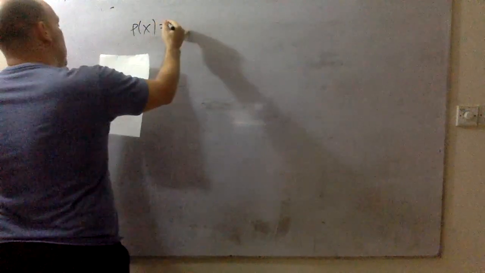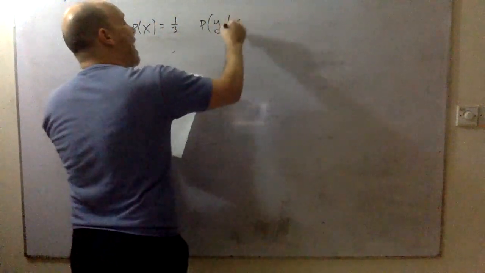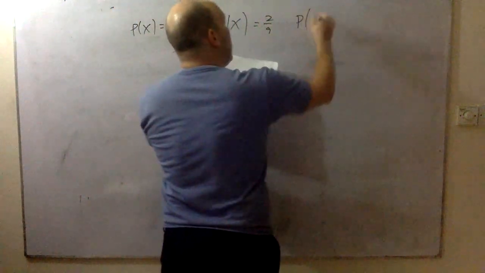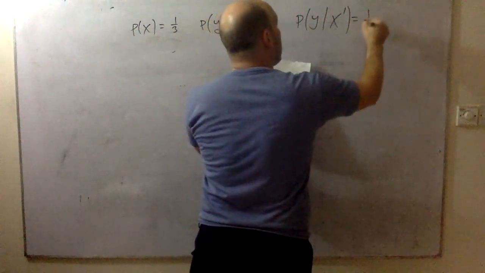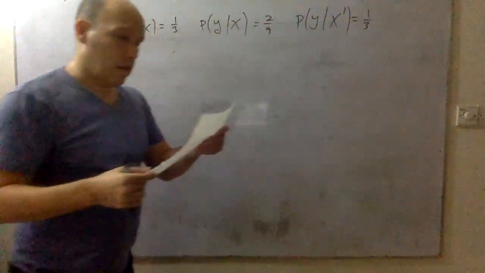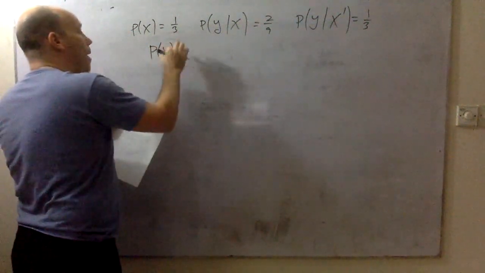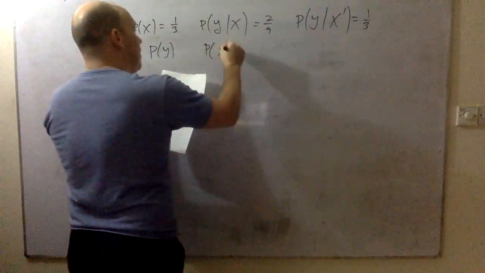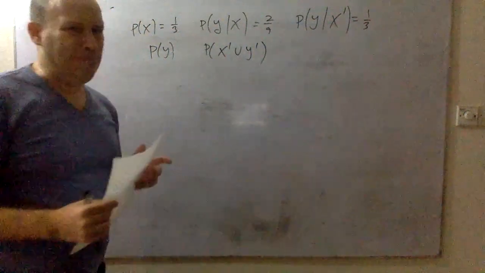So they say the probability that X is 1/3. The probability of Y, given that X occurred, is 2/9. And the probability of Y given that X did not occur is 1/3, right? They want to know the probability that Y did not happen, and they want to know the probability of the union of not X or not Y.